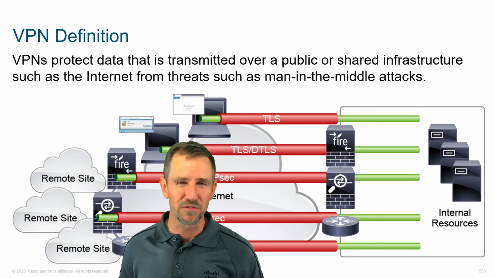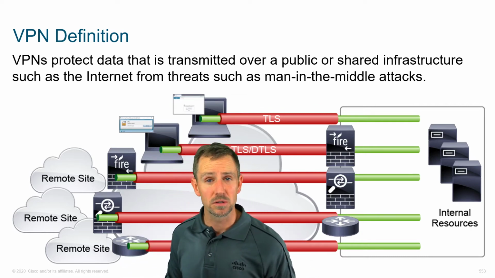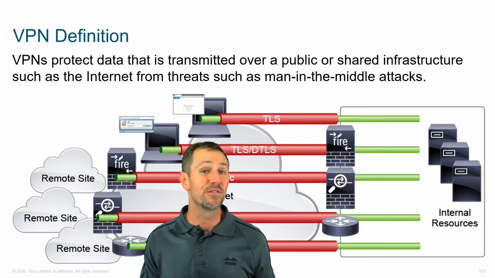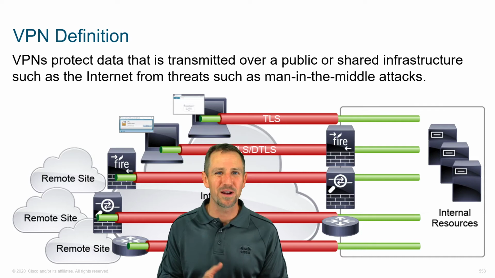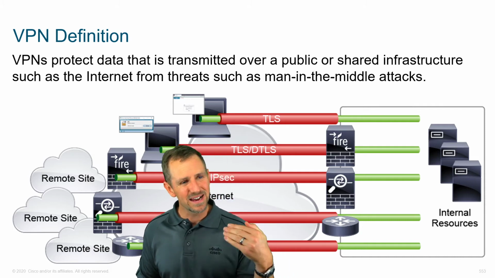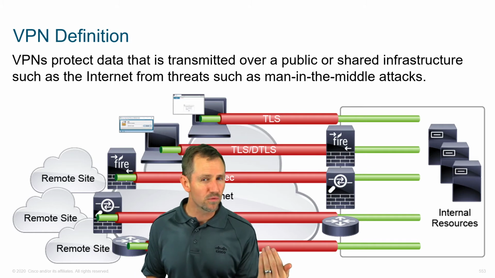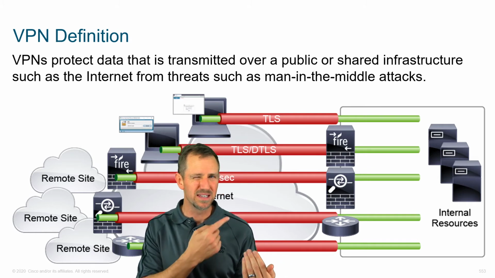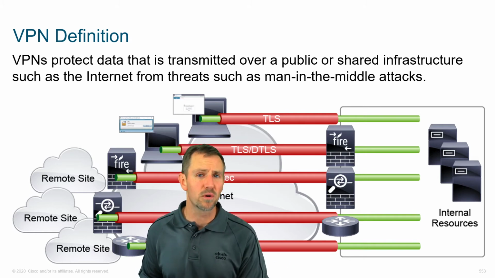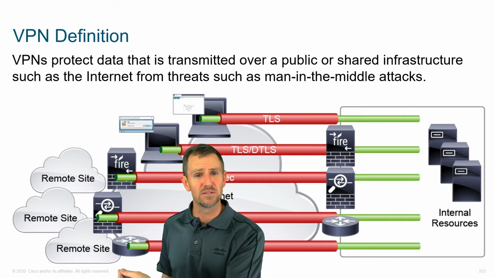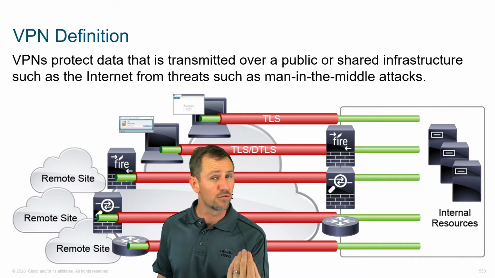The other style of connection that's out there is TLS, or Transport Layer Security. This is also known as an SSL VPN because SSL was the predecessor to TLS. The SSL VPN or TLS VPN is going to work over TCP 443 and then possibly with DTLS, as you see here, UDP 443.